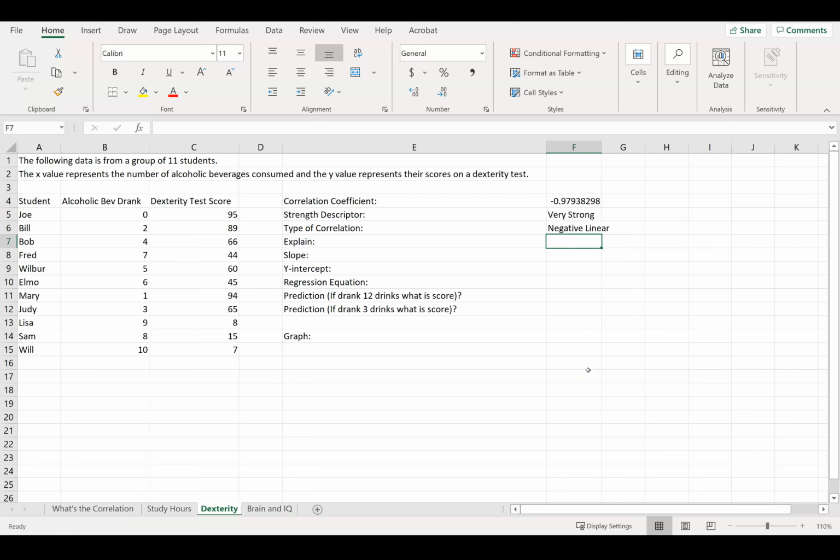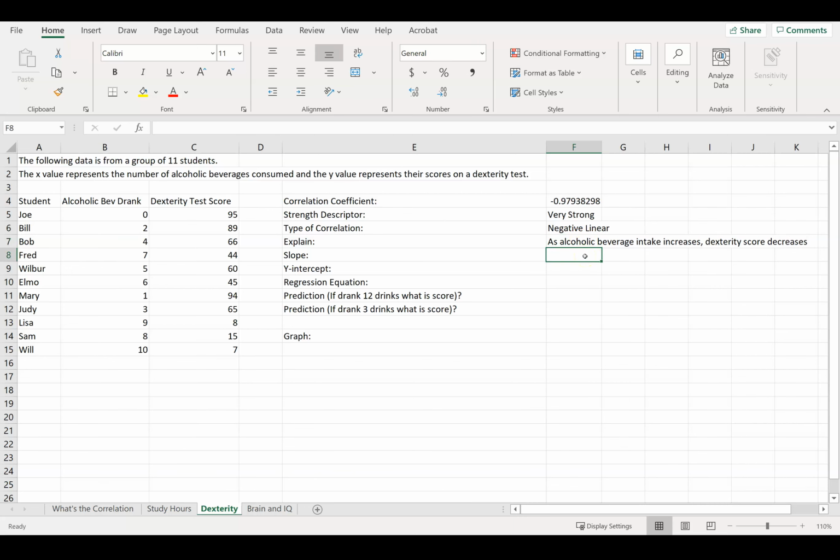And it says to explain the relationship. So can you explain what's happening here? Can you use this idea of negative linear to explain to someone what's going on between these two things in plain English? So by me looking at this, I see that as the beverages go up, the dexterity goes down. So I would say, based on my data, as alcoholic beverage intake increases, dexterity score decreases.